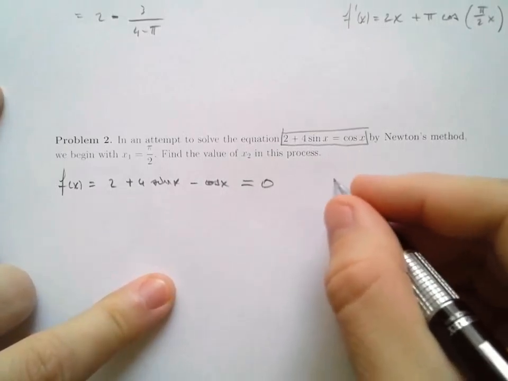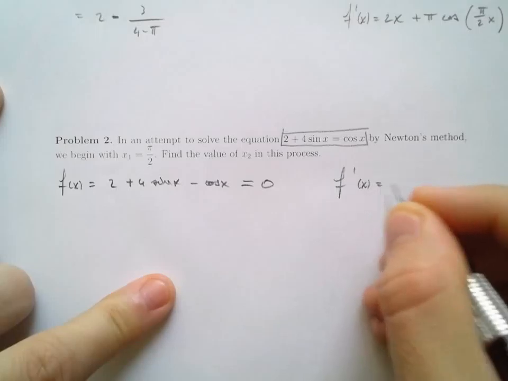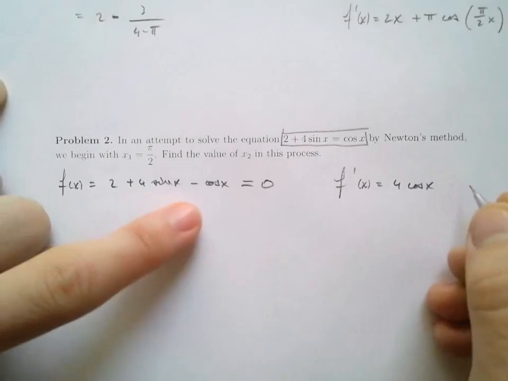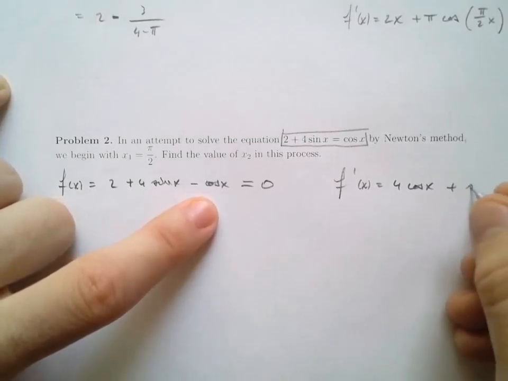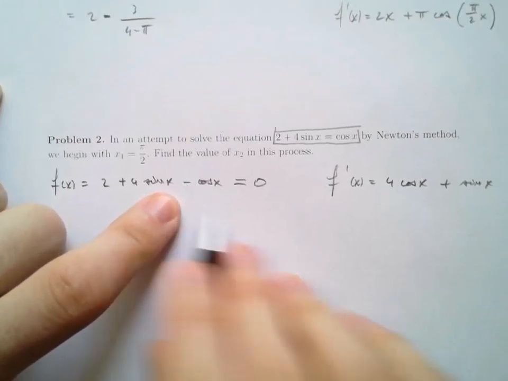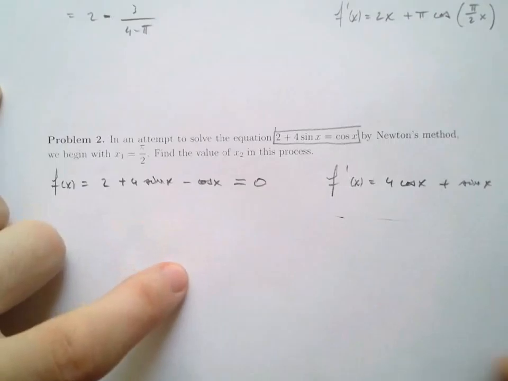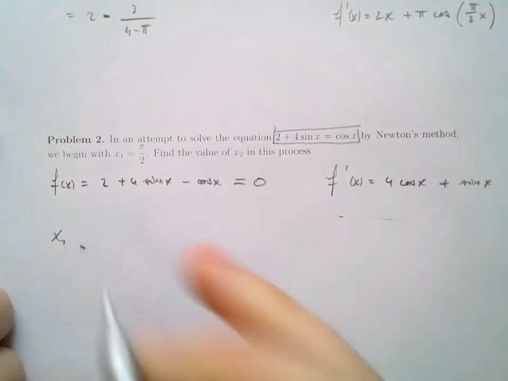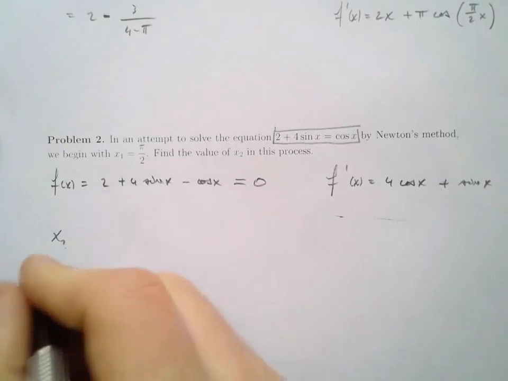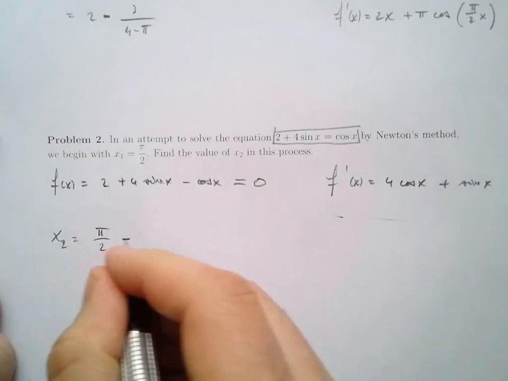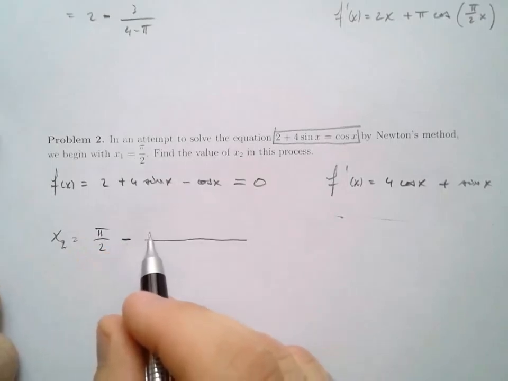So again, we need to calculate f prime, and f prime of x is going to be 4 cosine of x plus sine of x, because the derivative of cosine here is negative sine, but with this negative sign, that makes it a positive sine of x. Okay, and now if I want to find x sub 2, that's going to be just x sub 1, so pi over 2, minus, on top here I'm going to have f of pi over 2.